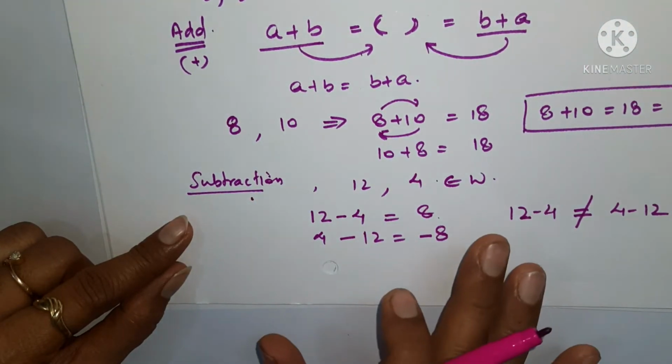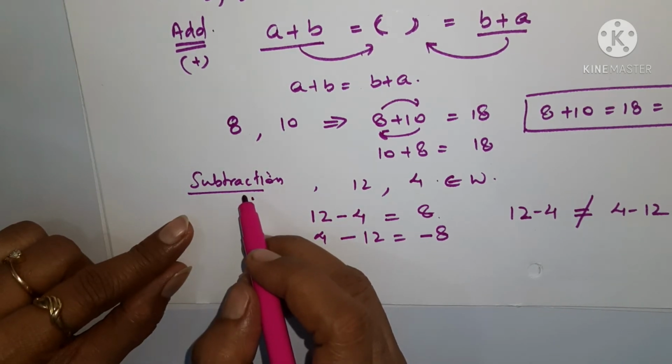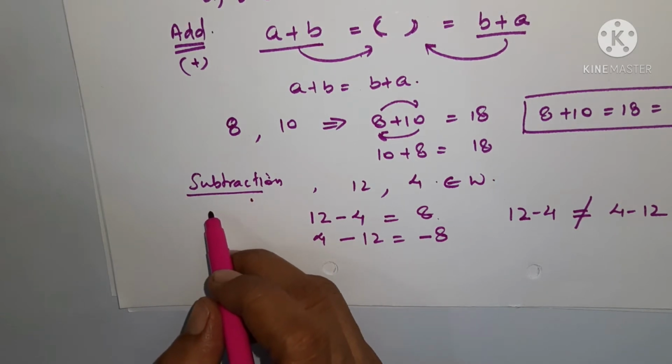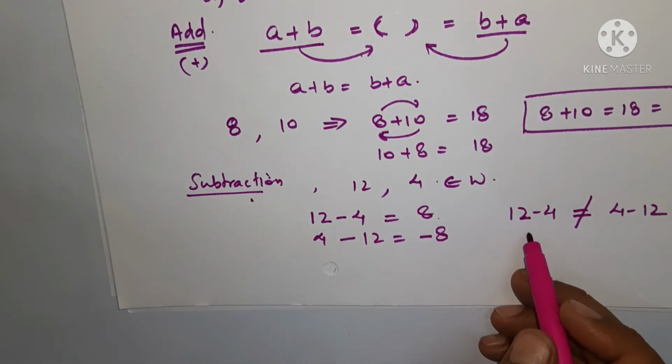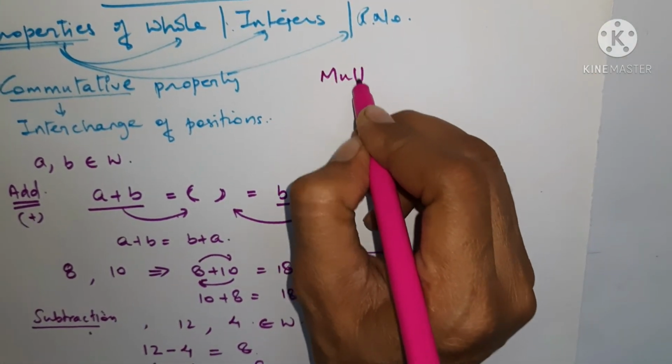Whole numbers. In the collection of whole numbers, we cannot apply subtraction. We cannot apply the commutative property for the case of subtraction. Okay, understood? Then let us check for multiplication.